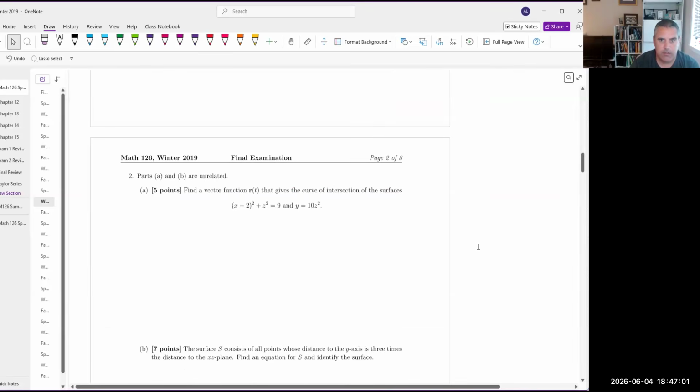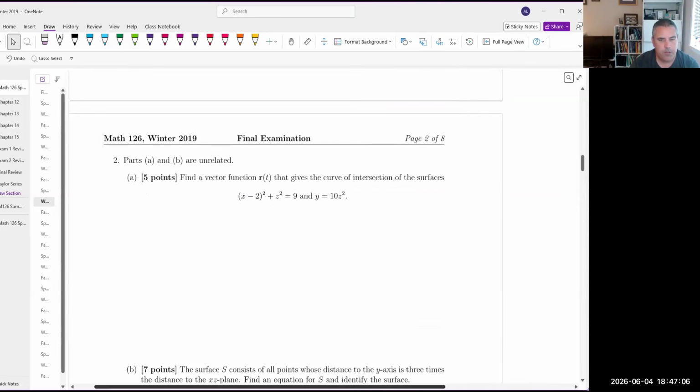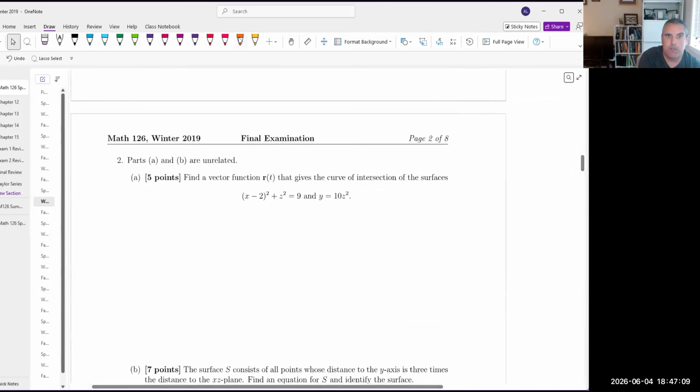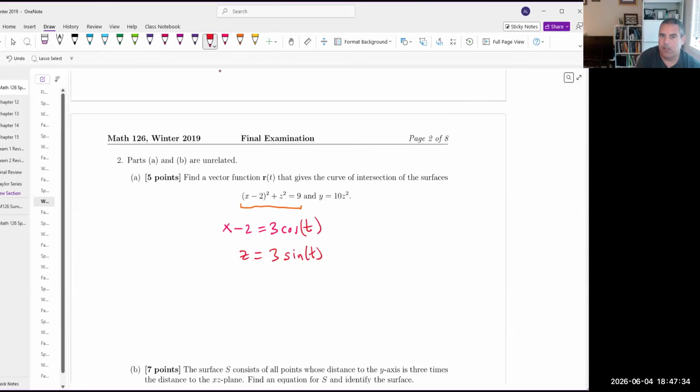Find a vector function that gives the intersection of these surfaces. So this was a chapter 13 type question of how do we parameterize. We had a certain strategy that worked really well if there were circles. So this question is so short, I could just write it right now. Why am I using theta? Let's use t because they wanted a t. So I just parameterize the circle. That's not the only way to parameterize the circle, but it's usually the cleanest way. And then you're done. Y is equal to 10 times whatever z is squared.